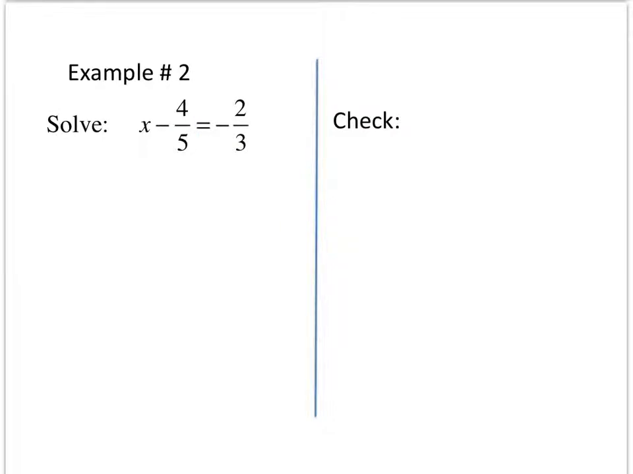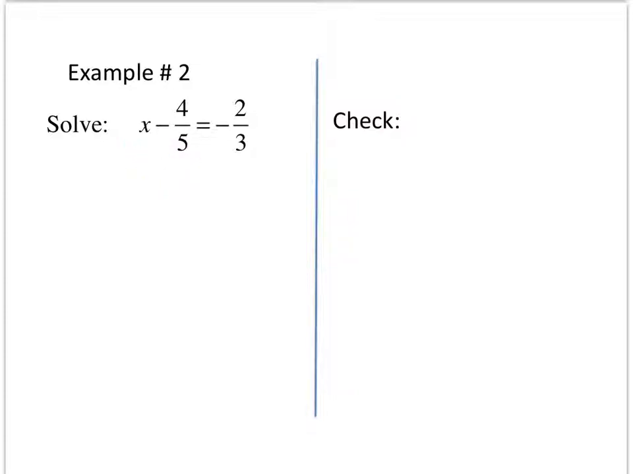In this problem, again, we want to focus on solving for x, and we're going to immediately look at the left side of the equation and ask, well, what is happening to x? What is the operation that we have to apply the inverse of? And I immediately notice that we have this subtraction of 4/5, which means I need to apply the inverse of subtraction, which is addition. So here we go.